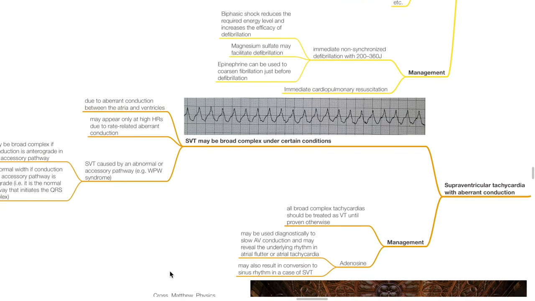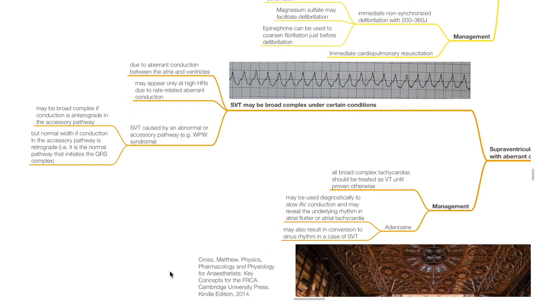Supraventricular tachycardia with aberrant conduction. SVT may be broad complex under certain conditions due to aberrant conduction between atria and ventricles. This may appear only at high heart rates due to rate-related aberrant conduction. SVT caused by an abnormal or accessory pathway, such as WPW syndrome, may be broad complex if conduction is anterograde in the accessory pathway, but normal width if conduction in the accessory pathway is retrograde.